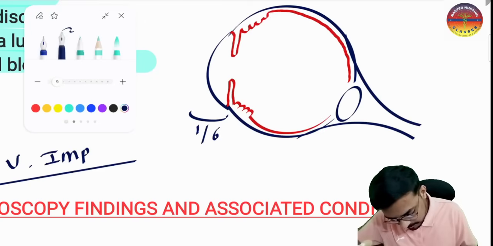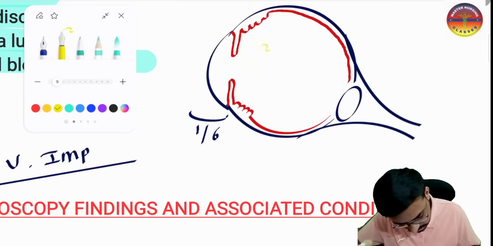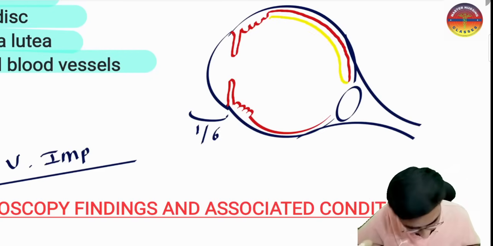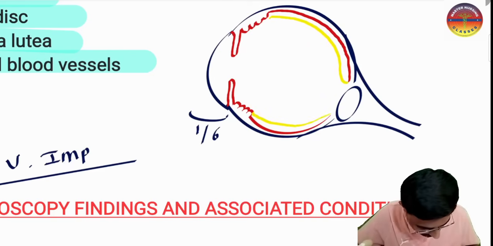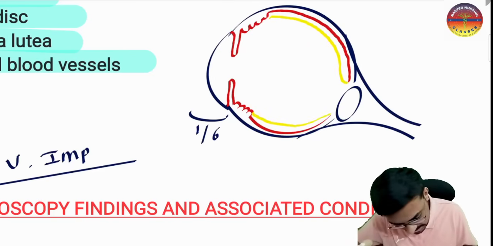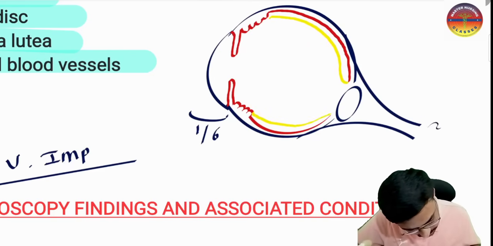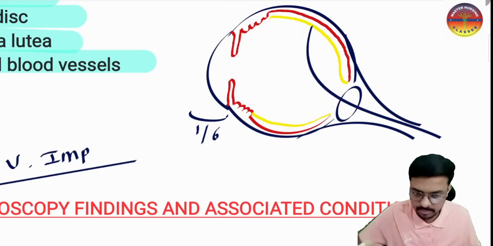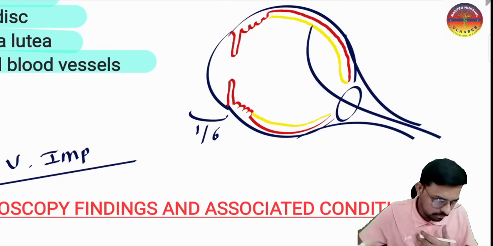And we have the innermost layer, that is the sensory neuronal layer of our eye. So this is the retina. The retina has the highest nerve supply. The nerve will carry from here, from the optic disc, where the nerve will exit.